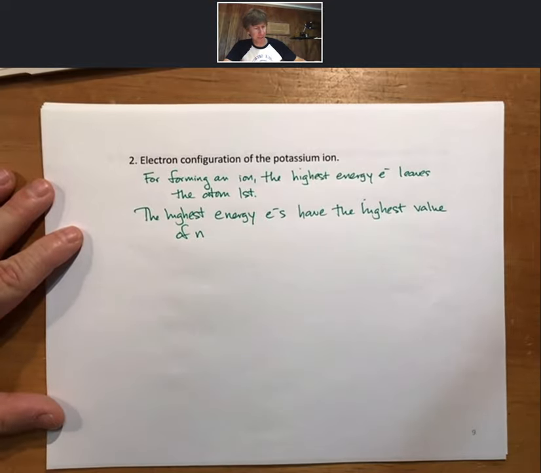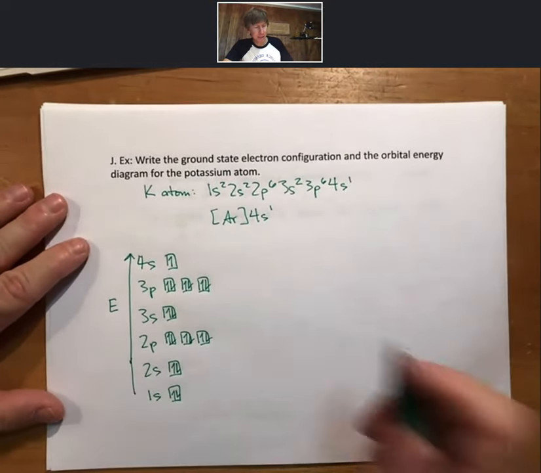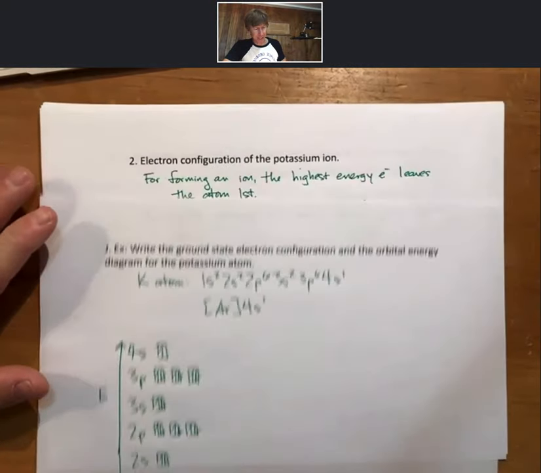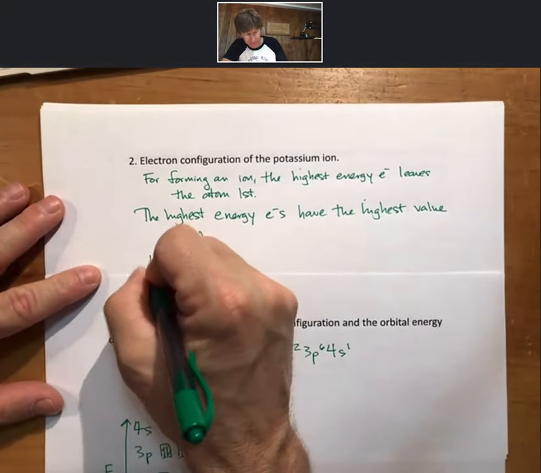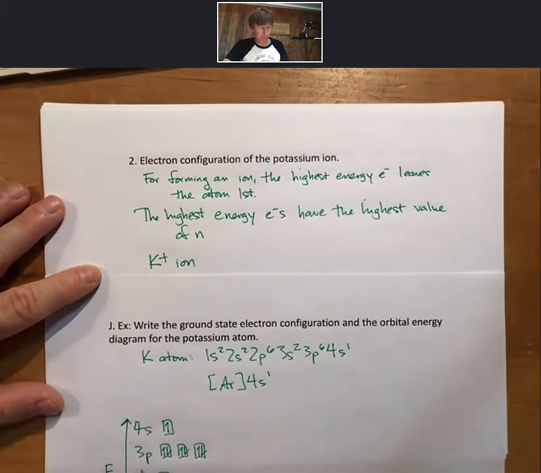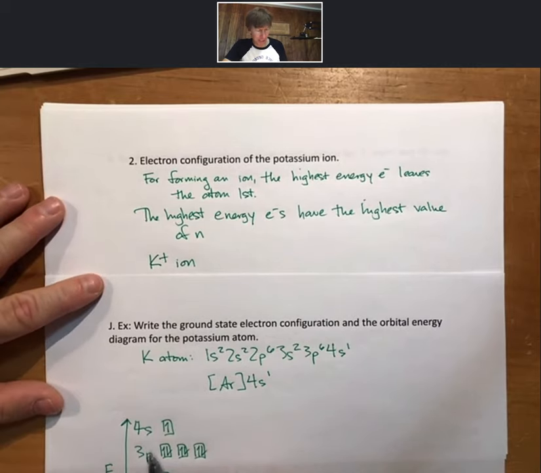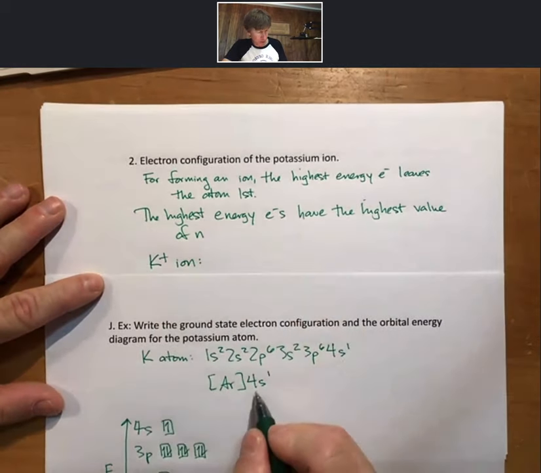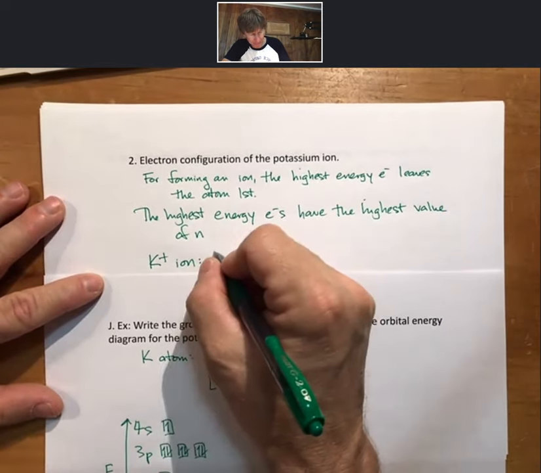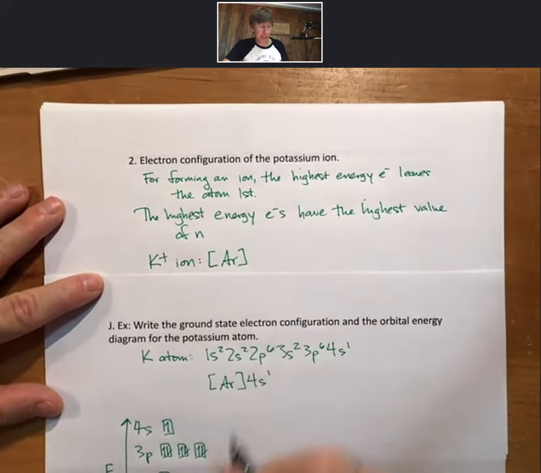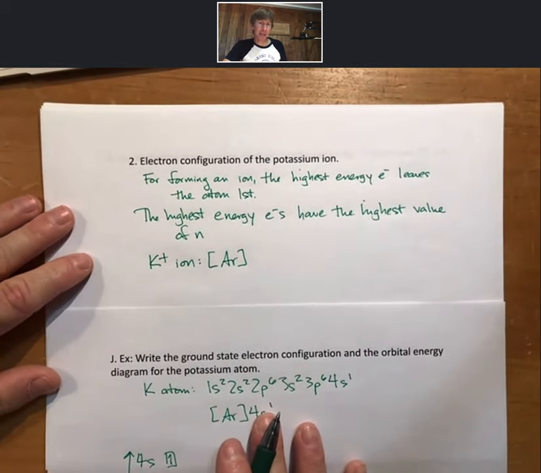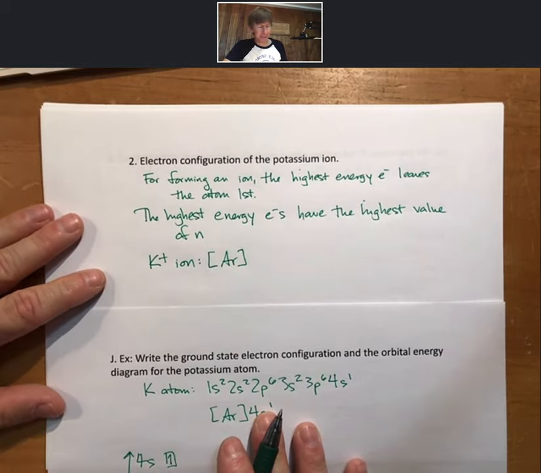If we now come back to the potassium atom, as we form the potassium ion, which will be K plus, it lost one electron. It's going to lose the n equals 4 electron, and with a noble gas core, the K plus ion has the same electron configuration as argon.